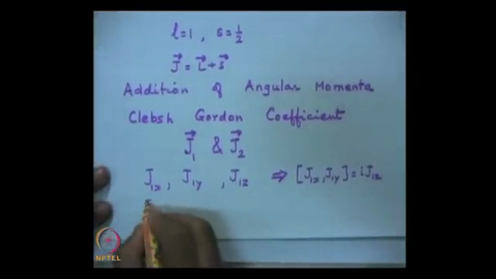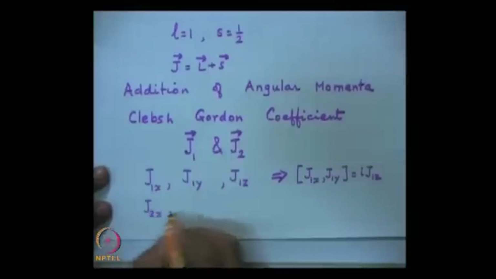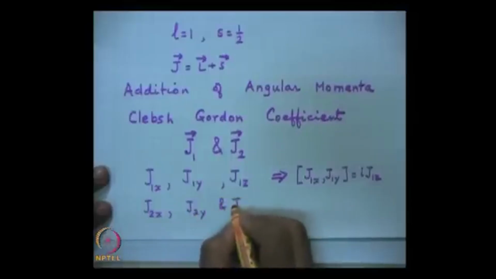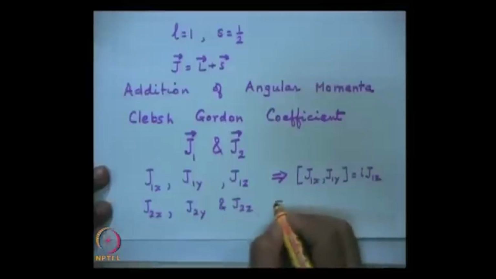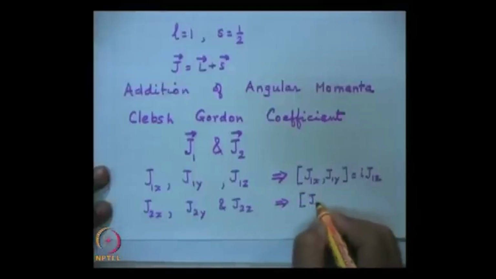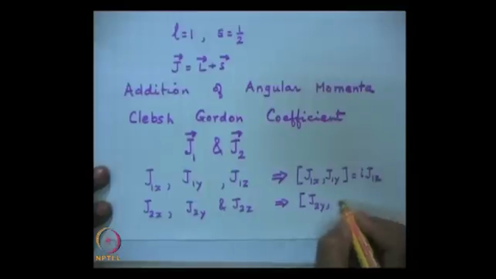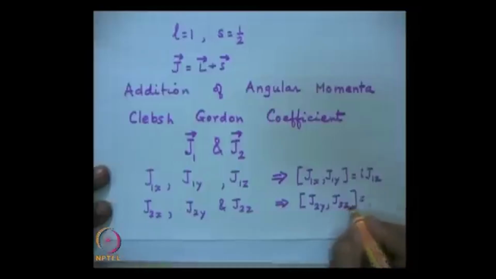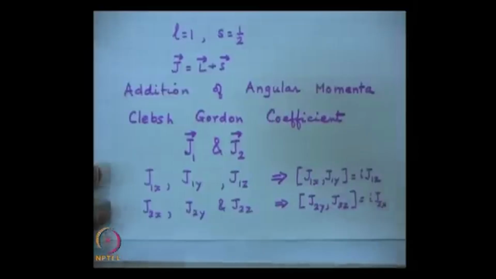Similarly, we have J2x, J2y and J2z, and they also satisfy the same type of commutation relation, that is [J2y, J2z] is equal to i J2x, and similarly the other relation.